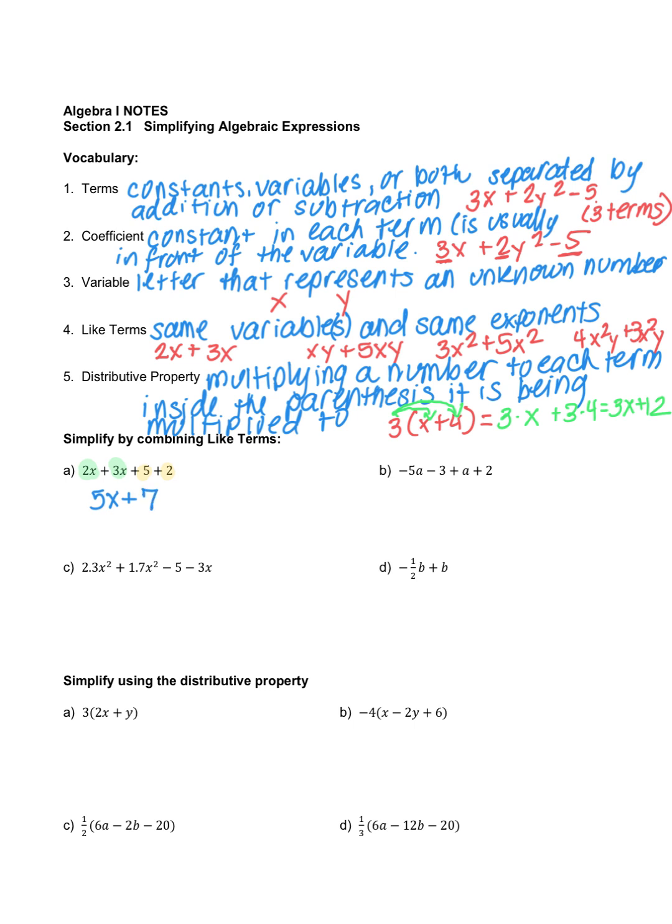Then for b, let's go ahead and highlight our like terms again. We have -5a and a, and then we have our -3 and +2. Let's go ahead and combine those like terms. -5a plus a gives us -4a. -3 plus 2 gives us a -1.